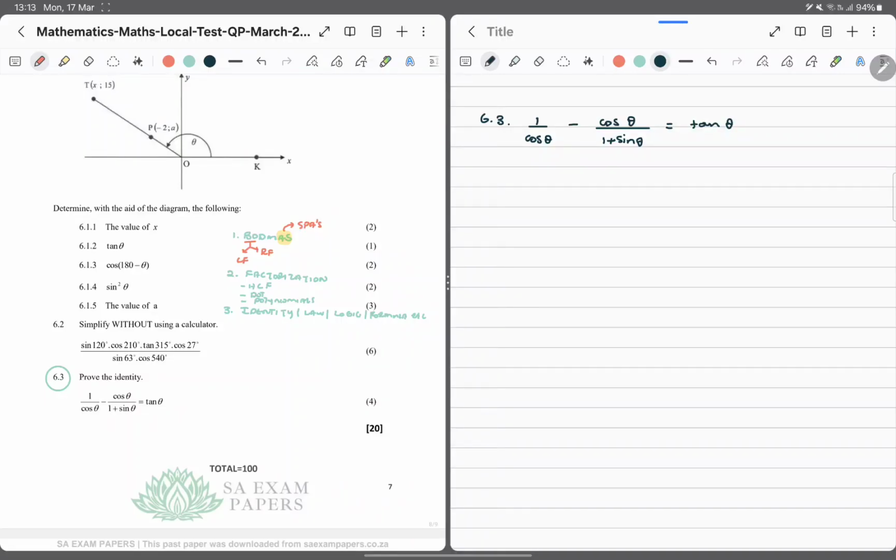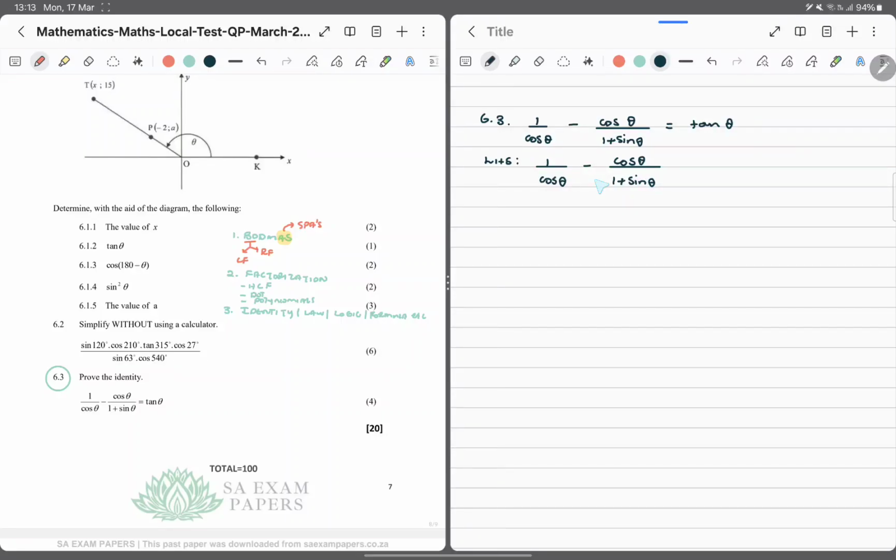So our job is to prove the identity, and of course, guys, we always look which one is more complicated. Fractions are more complex than just that single term. So we'll write our left hand side, our left hand side is essentially 1 over cos theta minus cos theta, divided by 1 plus sine theta.